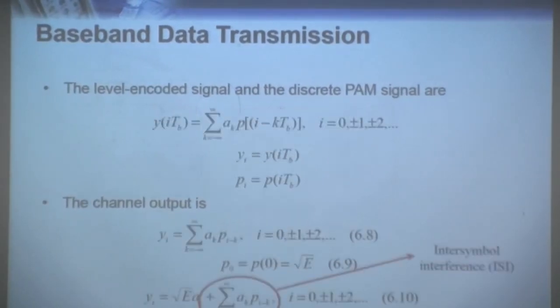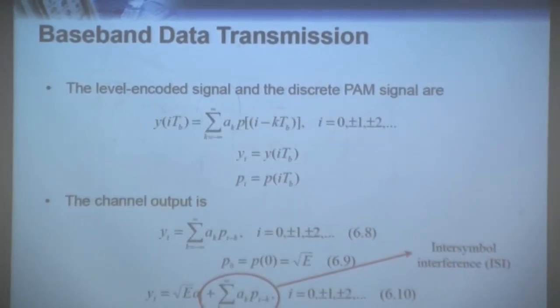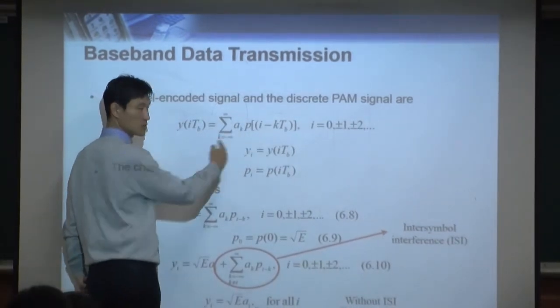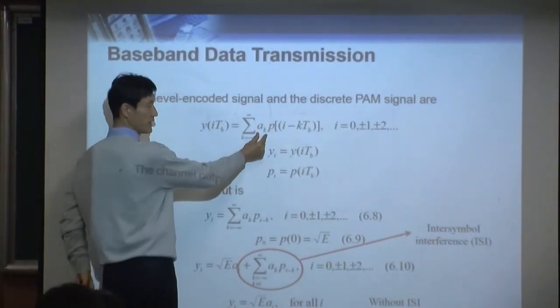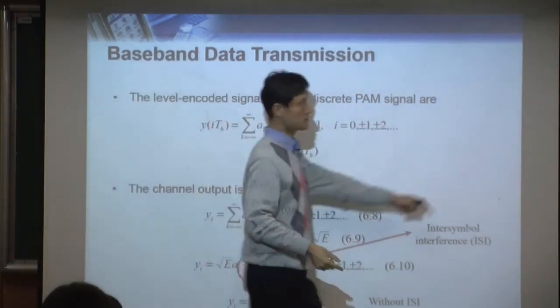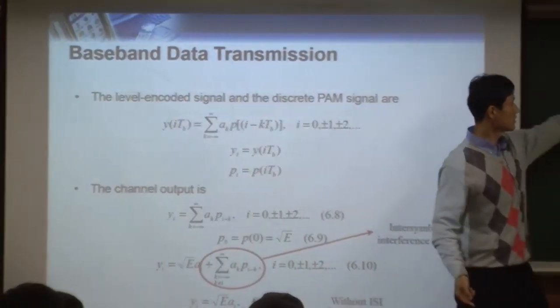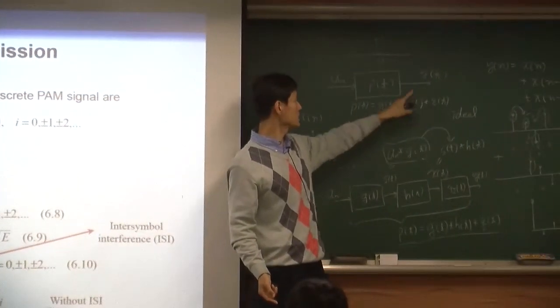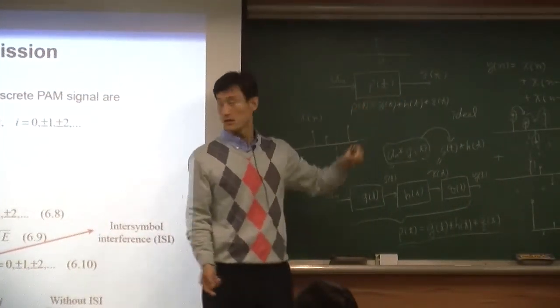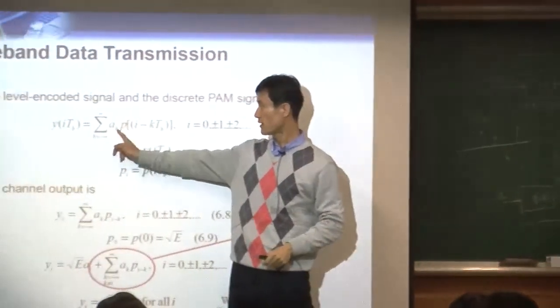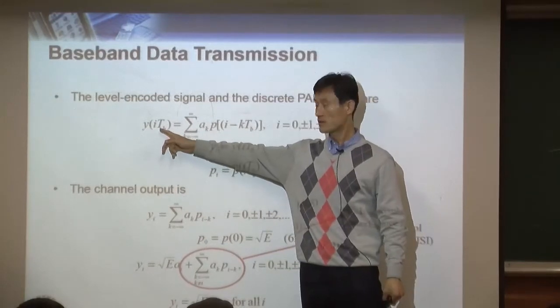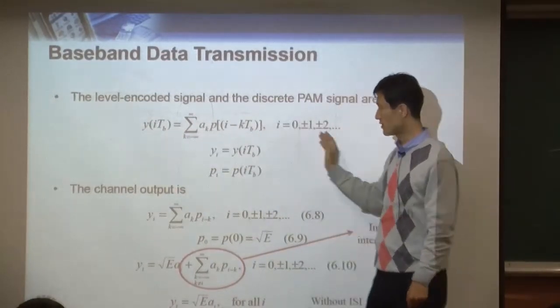So mathematically, what we are seeing here is a convolution, right? a_n is the input, and y(t) is the output. But how do you get the output y(t)? That is the convolution of a_n and p(t). So that's what it is, simply convolution.